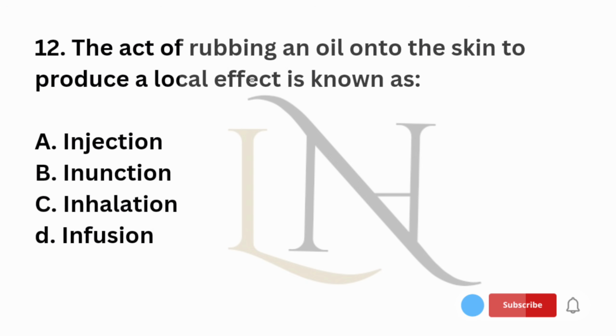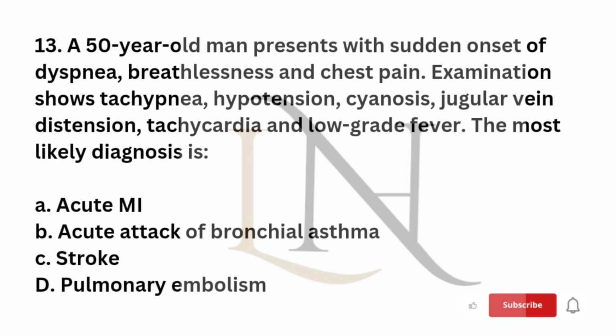Next question. The act of rubbing an oil onto the skin to produce a local effect is known as. Option A, injection. Option B, inunction. Option C, inhalation. Option D, infusion. Correct answer. Option B, inunction.